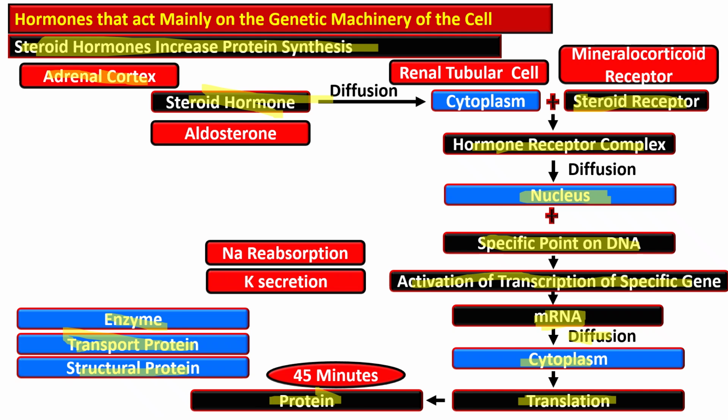For example, the adrenal cortex secretes a steroid hormone, that is aldosterone. It diffuses to the renal tubular cells and binds with the mineralocorticoid receptor. So this mineralocorticoid receptor and the hormone aldosterone form a hormone receptor complex that diffuses to the nucleus. Then a specific point on the DNA is activated that results in its transcription, and then messenger RNA diffuses out to the cytoplasm, to the endoplasmic reticulum.